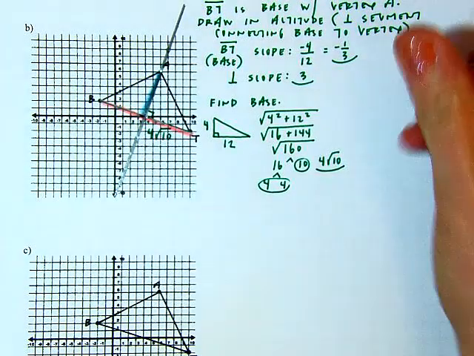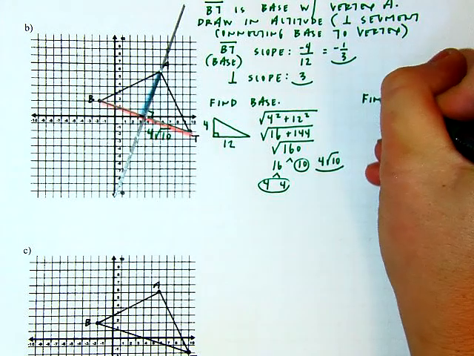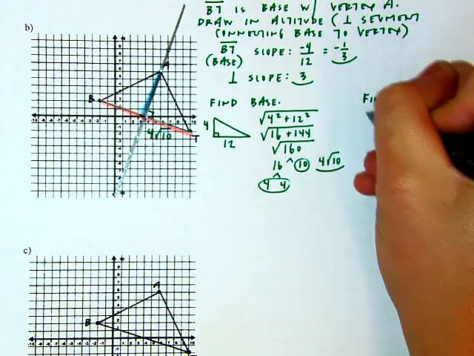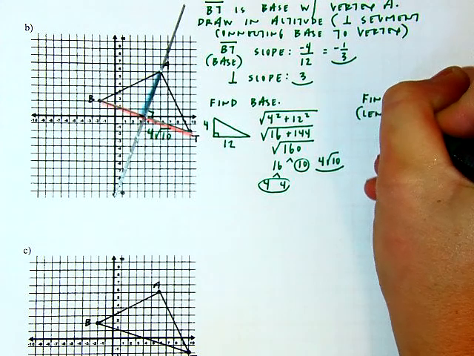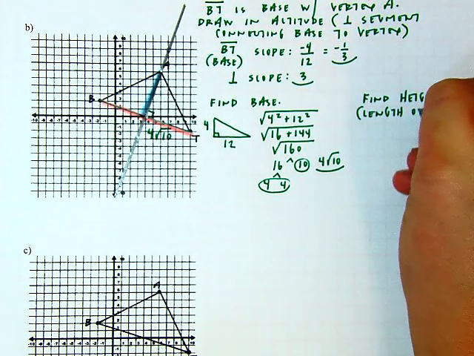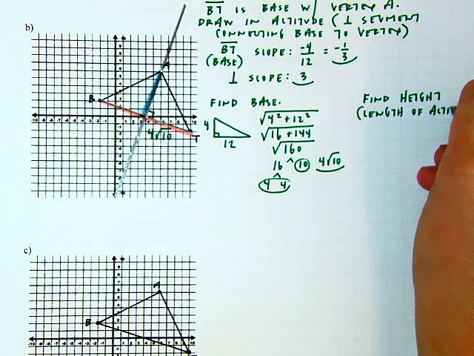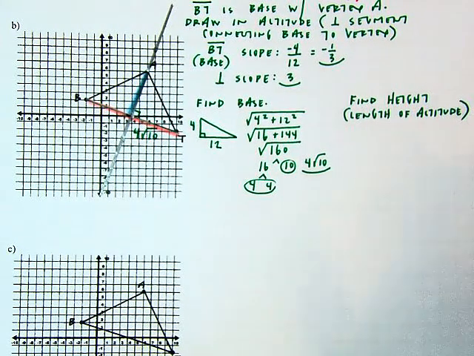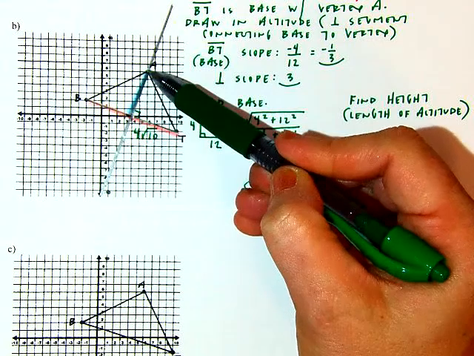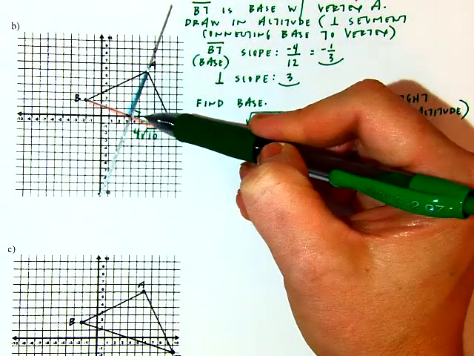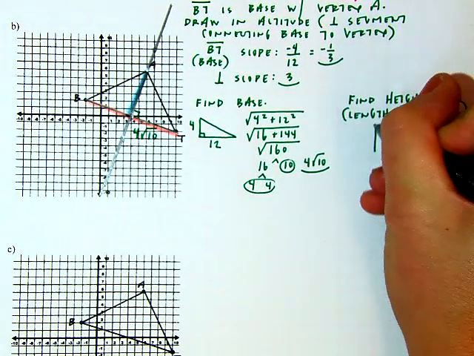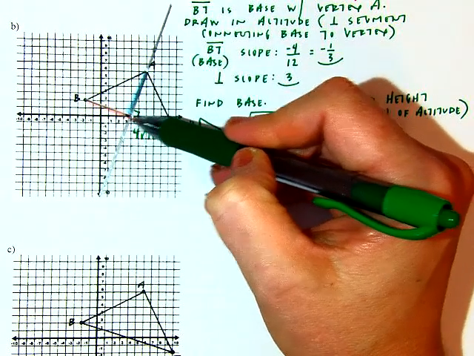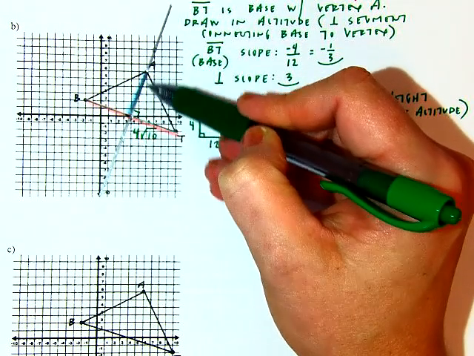Okay, I need to find my height. So find the height. So again, that's just the length of the altitude. All right, so then I'm looking right here. That's what I'm trying to get. So if I picture this right triangle here, let me draw that in. So here I can see that the horizontal span is 2 and the vertical span is 6.